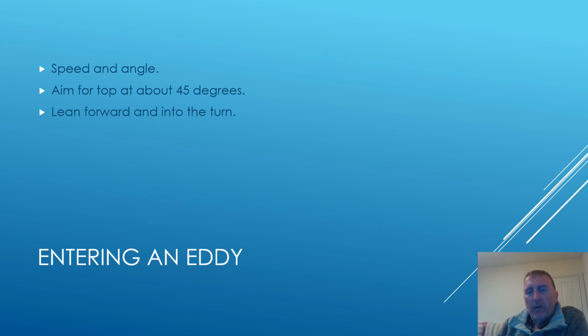You want to lean forward and into the turn as you cross between the fast and slow water. Place your paddle into the slow water, take a stroke. What you're doing there is pulling the nose of your boat into the slow water, and the fast water will act on the back of the boat and push it into the eddy as well.